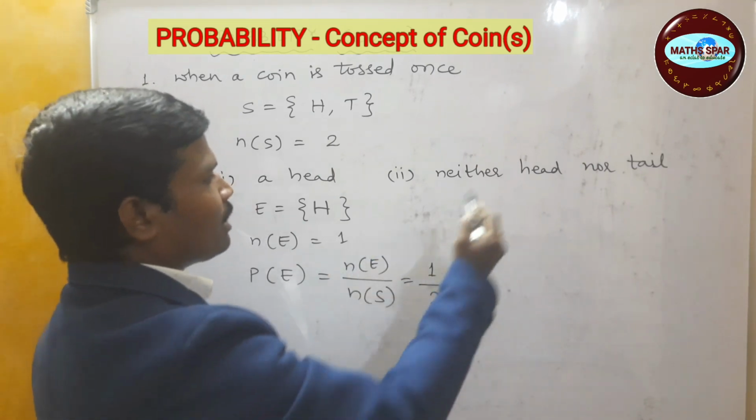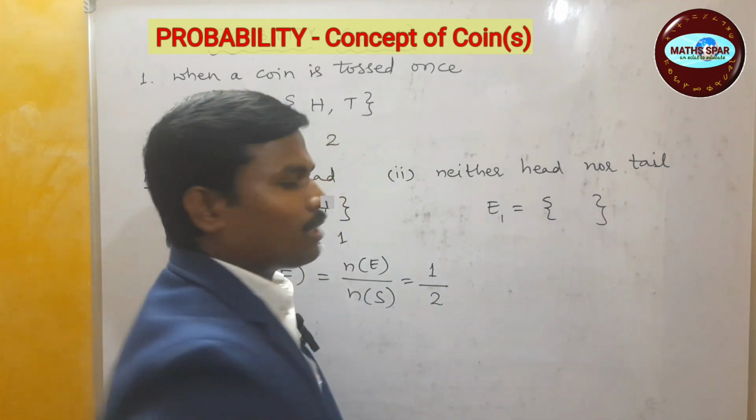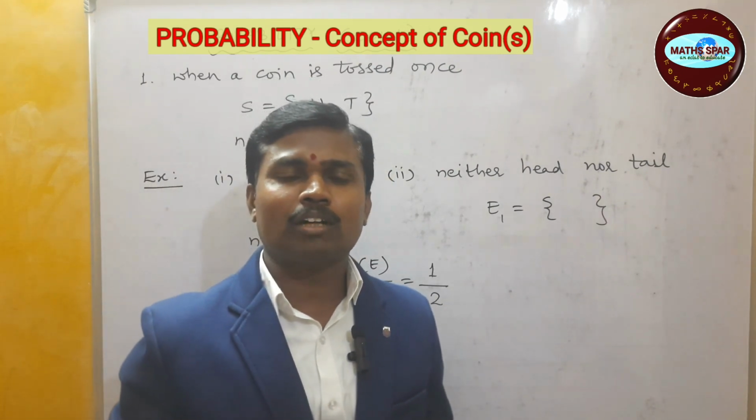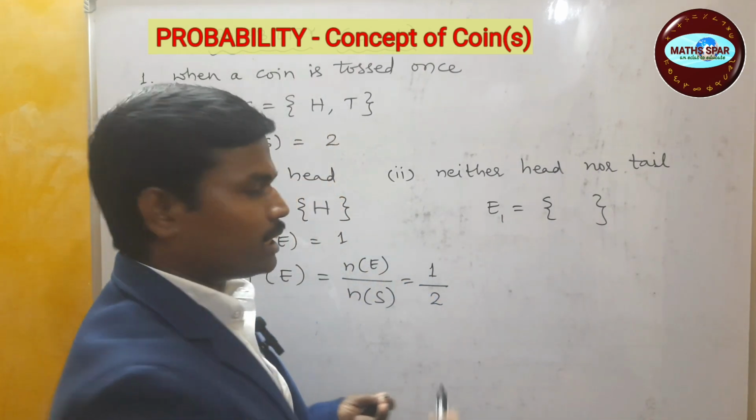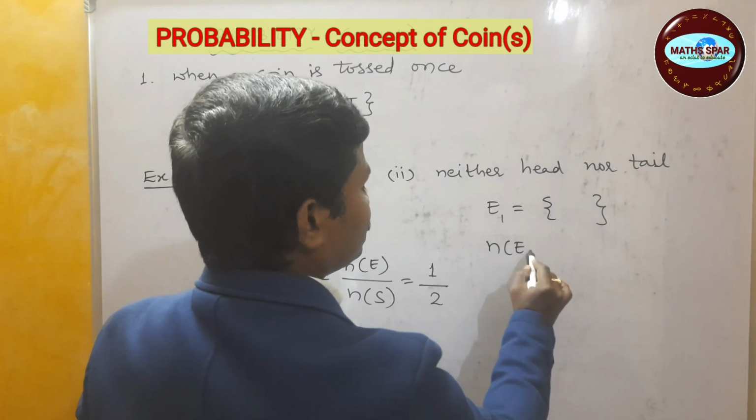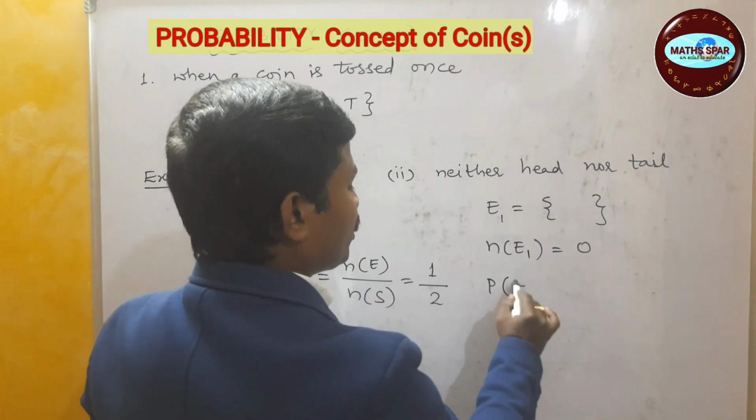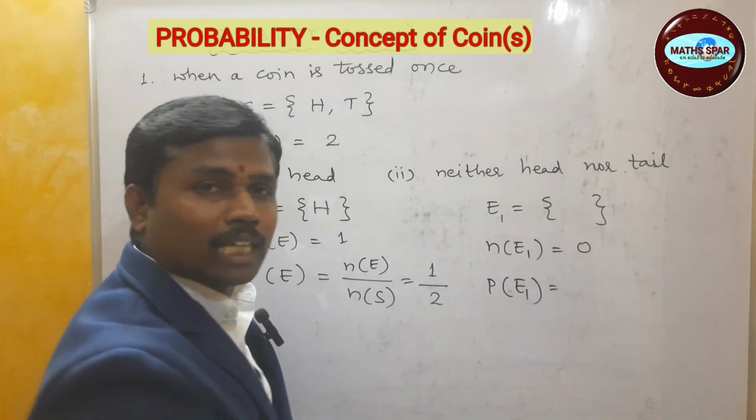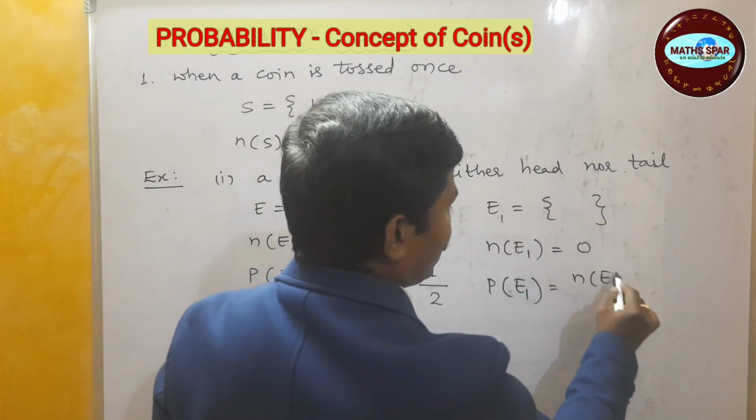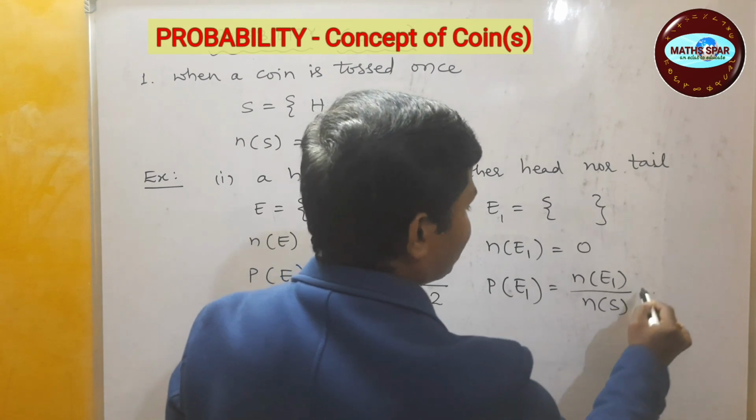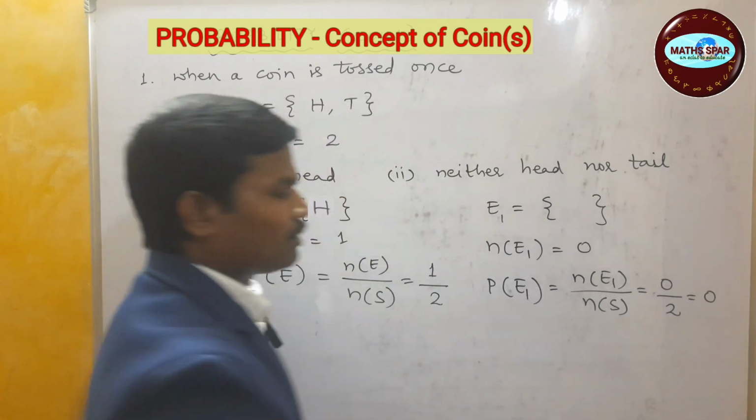When we look at this, neither head nor tail, there is no possibility of getting an event like that. So the event is showing an empty set. So n of E1 is equal to 0. So the probability of that desired event, neither head nor tail, is n of E1 by n of S, that is 0 by 2, which results in 0.